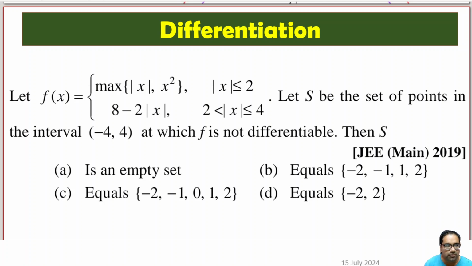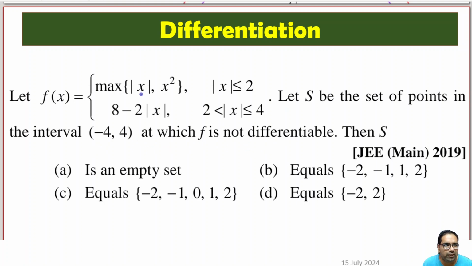f of x is equal to max of absolute value of x and x square as long as absolute value of x is less than or equal to 2, and 8 minus 2 times absolute value of x when absolute value of x is between 2 and 4. Then S is this interval from minus 4 to 4, and we need to find where this f is not differentiable.